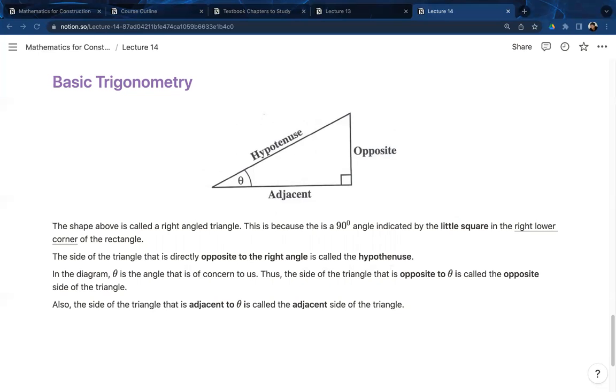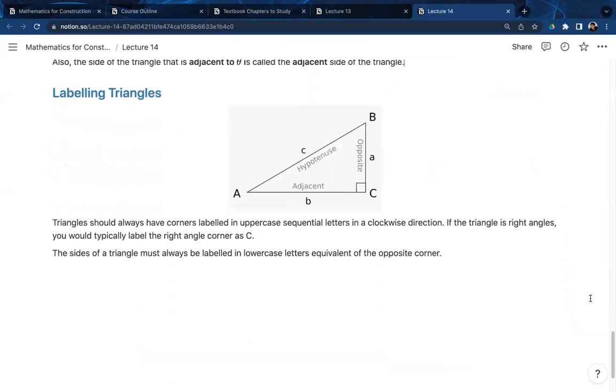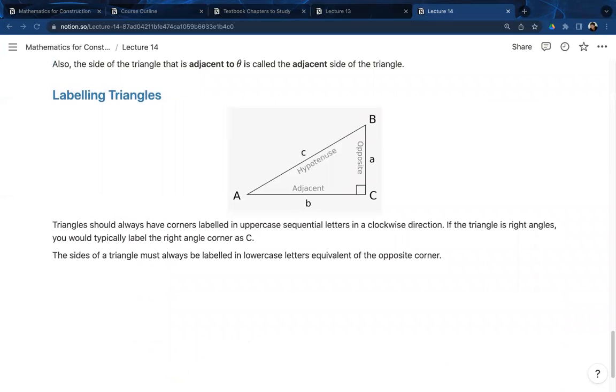How you label triangles is a kind of tricky thing. Some people didn't know how to label triangles a certain way. The convention really is you start labeling in a clockwise direction using uppercase letters. The corners should be uppercase letters. So you can start at any point. I start on the left and I go in a clockwise direction: ABC.